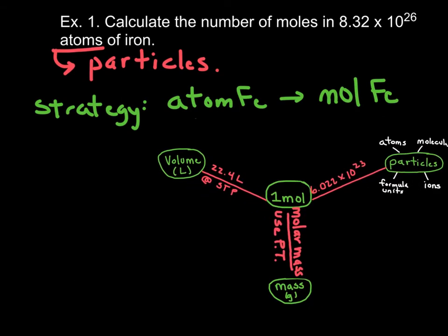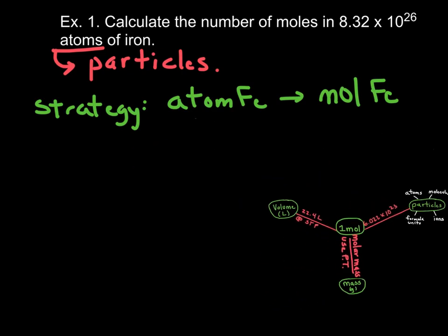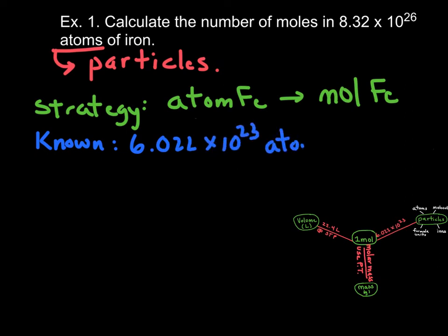And when we take a look here, to go from moles to particles, we need to use Avogadro's number, 6.022 times 10 to the 23rd. So let's use that as a dimensional analysis setup here. Alright. So we now need to create our equality. We call that our known. And we know that there are 6.022 times 10 to the 23rd atoms of iron in 1 mole of iron.